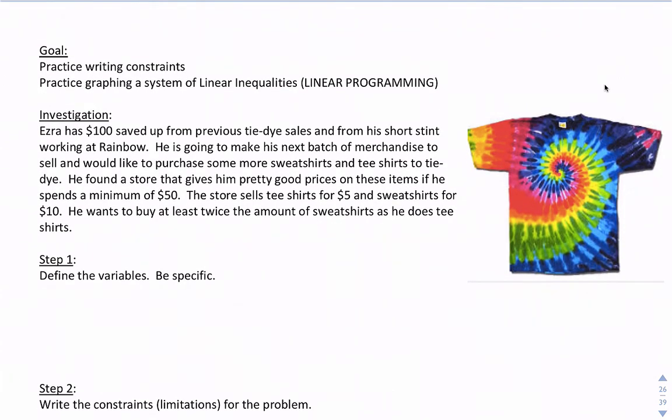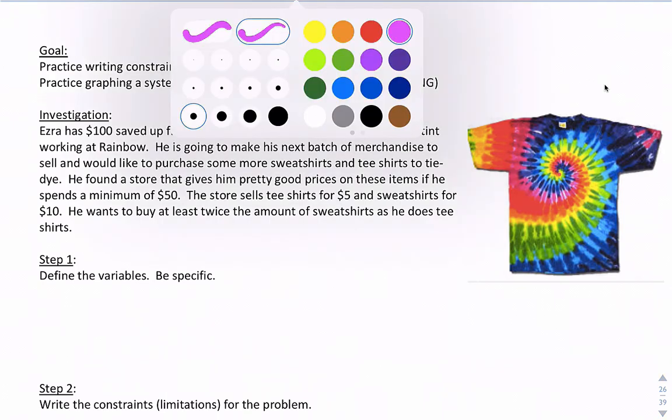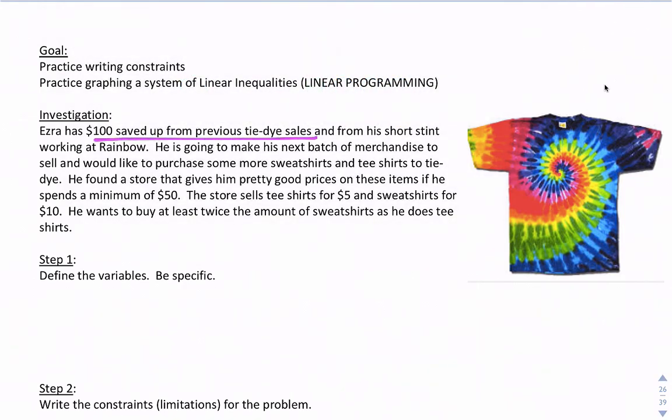All right, so our goal here is we're going to practice writing constraints, and we're going to practice graphing a system of linear inequalities. So here's the investigation. Ezra has $100 saved up from previous tie-dye sales. From his short stint working at Rainbow, he is going to make his next batch of merchandise to sell. He would like to purchase some more sweatshirts and t-shirts to tie-dye. He found a store that gives him a pretty good price on these items if he spends a minimum of $50. The store sells t-shirts for $5 and sweatshirts for $10. He wants to buy at least twice as many sweatshirts as he does t-shirts.